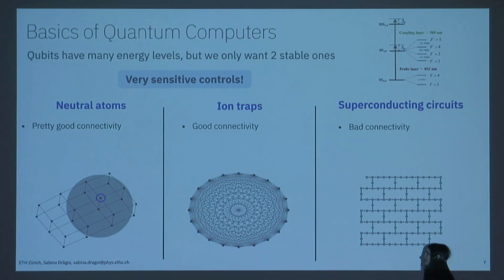Neutral atoms have a pretty good connectivity, meaning that locally it's fully connected. Each node is fully connected to a lot of its neighbors. Ion traps have very good connectivity. You have a fully connected graph where each node is one of the qubits. And superconducting qubits are not so good. They have what they call the heavy hex topology, and it looks kind of like this. Basically, each node is connected to its nearest neighbors, either 2 or 3 neighbors.